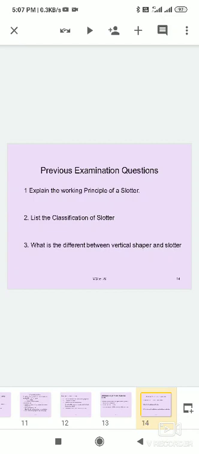That is the types of slotters. And the slotter tool is a single point cutting tool, and planer tools are also single point cutting tools. That is the main difference between slotter and planer. In the planer machine the ram moves in the horizontal direction, and in the slotter machine the ram moves in the vertical direction.